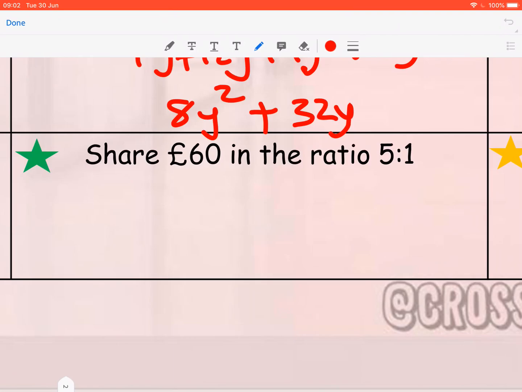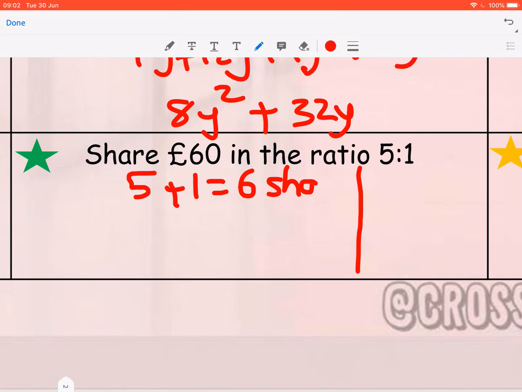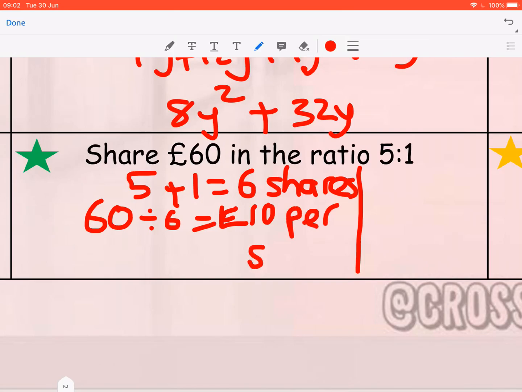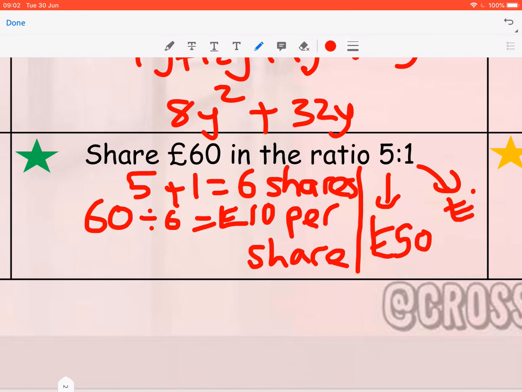£60 in the ratio 5 to 1. Okay, so £60, 5 to 1. Add your shares at first. I got 5 plus 1 is 6 shares. I've got to split £60 6 equal ways. So each share is worth £10, £10 per share. If it's £10 per share and one person gets 5 shares and the other person gets 1 share, one person is going to get £50 and one person is going to get £10.